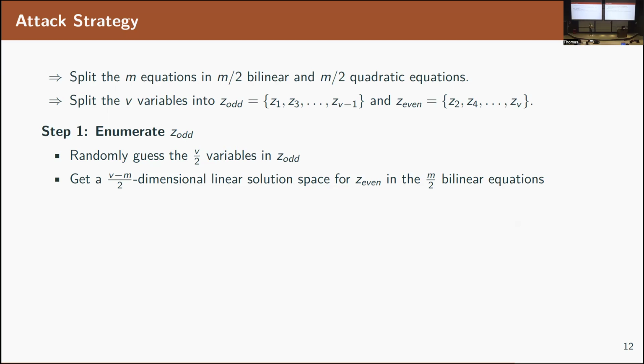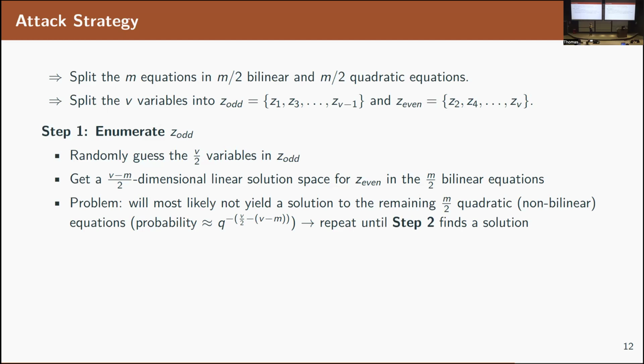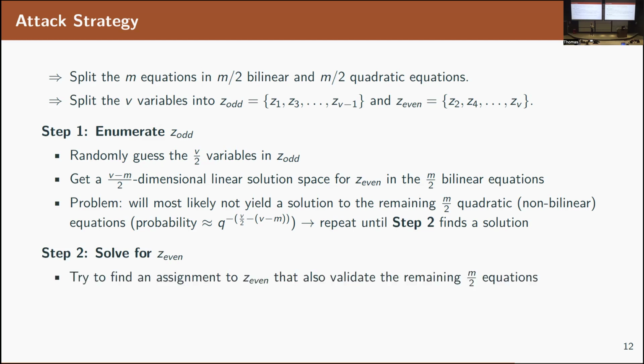For the m/2 bilinear equations, the problem is now that they will most likely not yield a solution to the m/2 quadratic equations that are not part of this bilinear set, because we had to guess too many variables. That means that we have to repeat the second step until we guessed correctly. So this is where the large complexity comes from in this attack. And the second step is, after we fixed or randomly guessed the odd variables, we solve for the even variables.